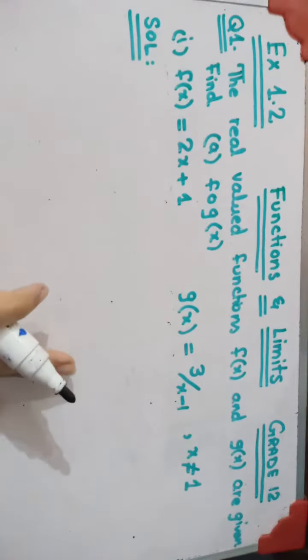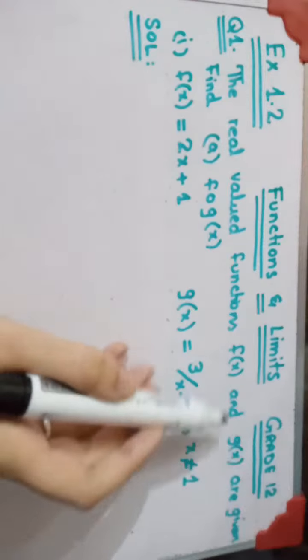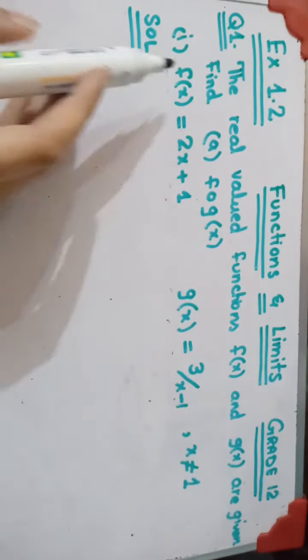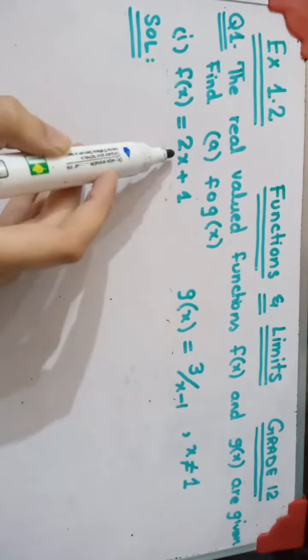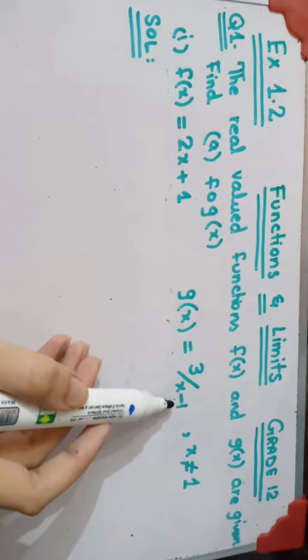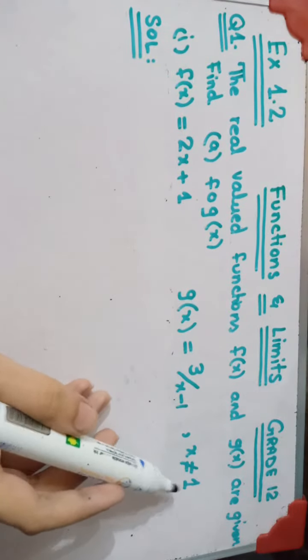Now I'm going to start question number 1. Question number 1 is: the real valued functions f of x and g of x are given. Find f of g, where f of x is equal to 2x plus 1 and g of x is equal to 3 divided by x minus 1, where x is not equal to 1.